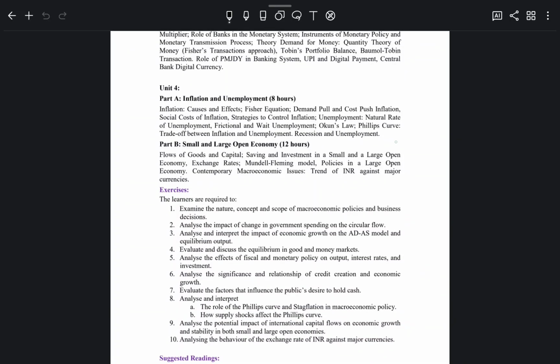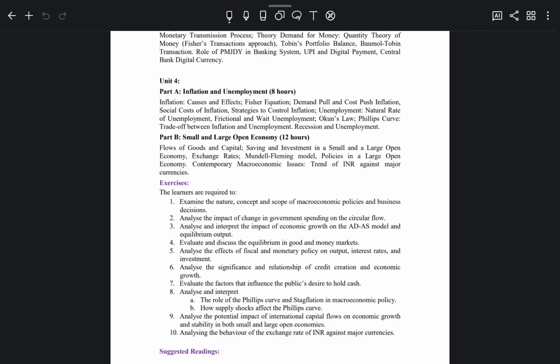Unit 4 has two parts. Part A is focused on inflation and employment, and part B is focusing on small and large open economies. In part A, we will be looking at inflation, its types, causes, effects, and strategies to control inflation, and how it is related to employment. We will be using the Phillips curve and Okun's law, and we will be looking at the trade-off between inflation and unemployment. Part B will be focusing on flows of goods and capital, savings and investment in small as well as large economies. We will be looking at exchange rates.